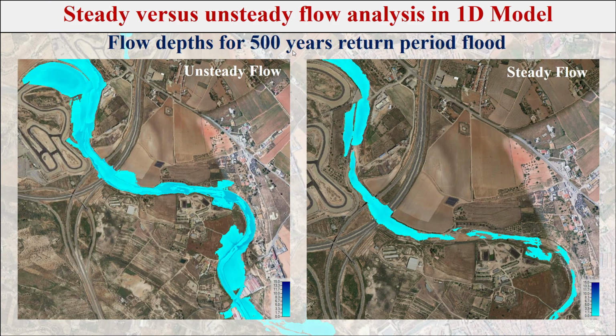This shows the flow depth for the 500 years return period in steady and unsteady flow. In unsteady flow, the flow depth is larger here, and this also shows the flood inundation. Here we can see that the flood inundation area is maximum in unsteady flow.